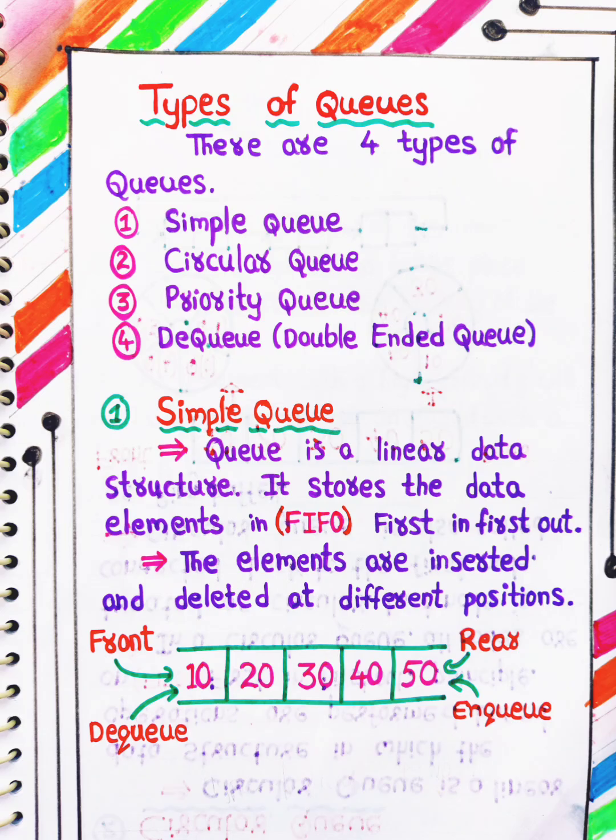Queue is a linear data structure. It stores the data elements in FIFO, first in, first out. The elements are inserted and deleted at different positions. NQ is also known as rear. DQ is also known as the front.